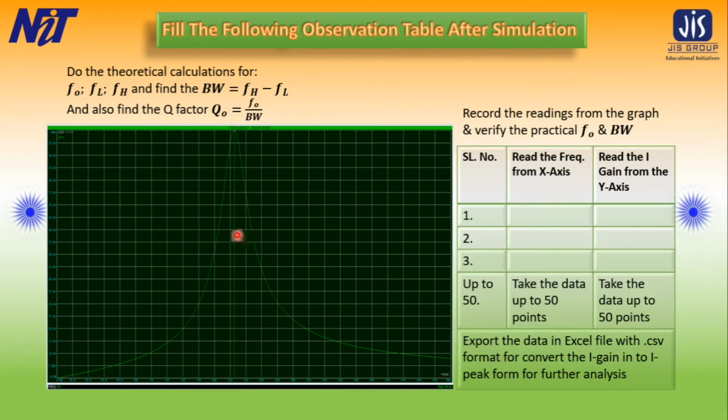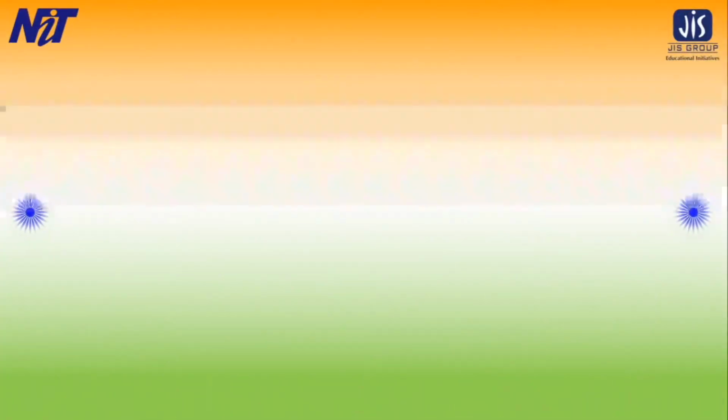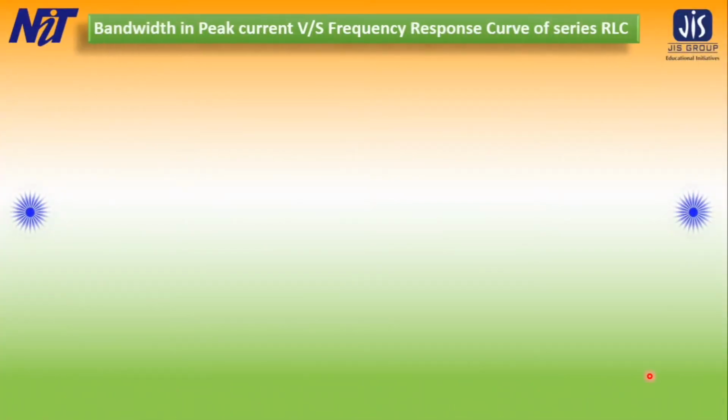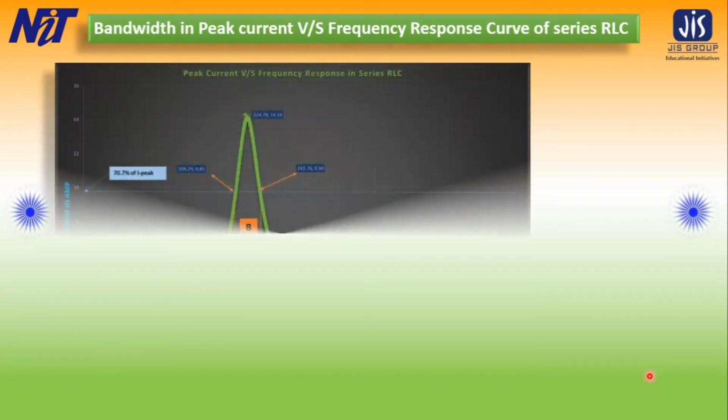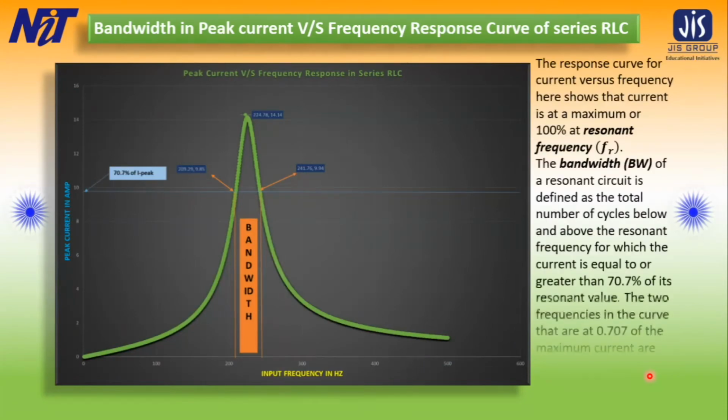So further you will export all the data from the Proteus graph into an Excel sheet in .csv format, to convert the current gain into a current peak for further analysis. In the next slide I will show you how it looks. Then we will realize the bandwidth from this curve.